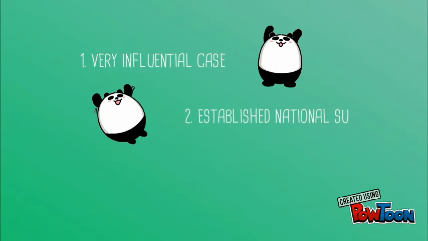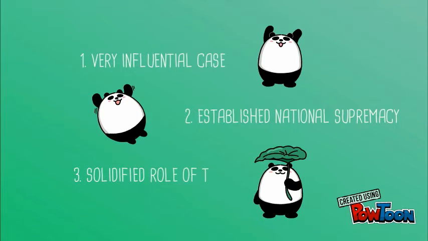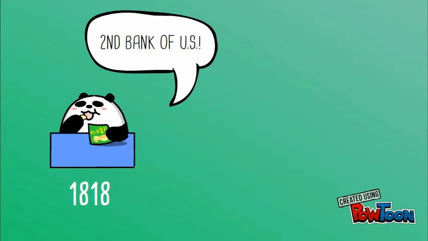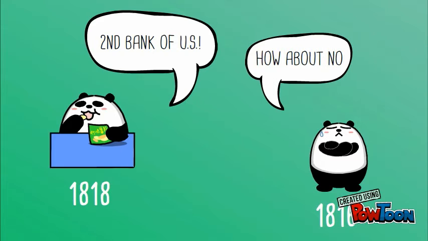McCulloch v. Maryland was one of the most important cases in the early days of our nation, in a time when national supremacy was hotly debated and the place of the government was still being developed. It all began in 1816 when Congress established the Second Bank of the United States, a branch of which was set up in Maryland. Soon after, in 1818, Maryland passed a tax on the banknotes of the Bank of the United States as a way to destroy it.